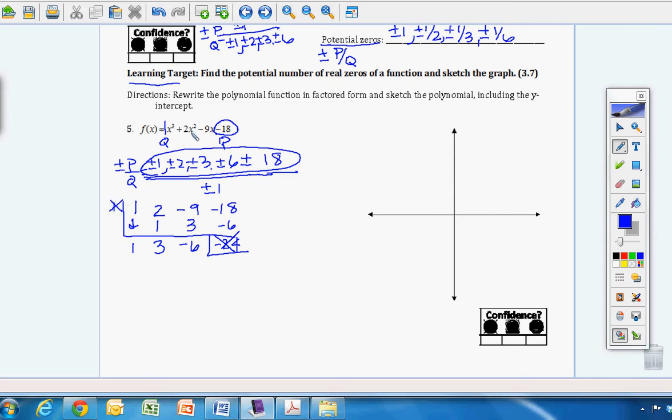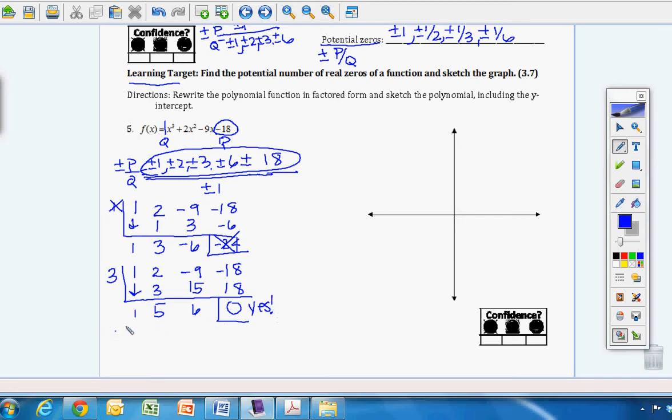So taking a look at this, I'm thinking maybe 3 is going to work. So I'm going to give that a try. Set this up again. So I have 1, 2, negative 9, and negative 18. Make sure we keep all those signs in front. Drop down our 1. 3 times 1 is 3. Add together, get 5. 3 times 5 is 15. Add together, get 6. 3 times 6 is 18. Add together, and we get 0. So this is definitely working.